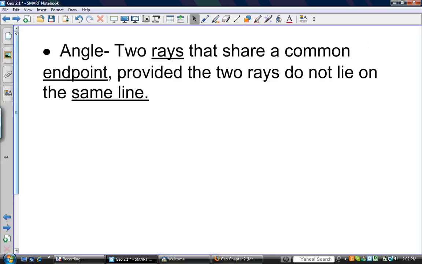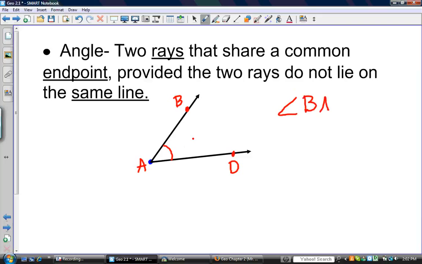Now an angle is 2 rays that share a common endpoint, provided the 2 rays don't lie on the same line. So we'll start with an endpoint, and from that endpoint, I'm going to draw 2 rays. Now we'll name this, let's say B, A, D. Now when we're going to label an angle, notice that this angle is measuring the distance between these 2 rays. So we have angle BAD. So we start at B, we go down to A, and then back to D. Or else we can say that same angle is DAB.